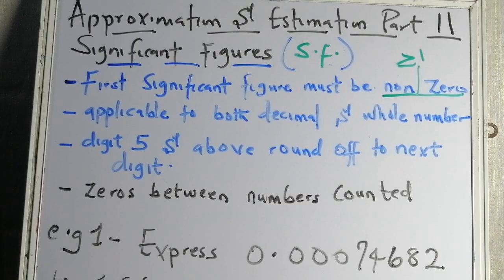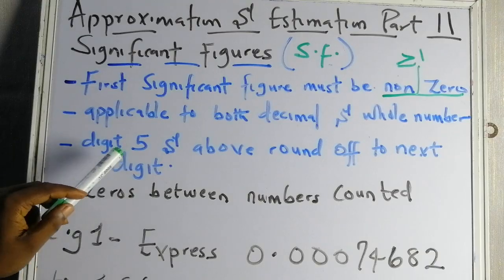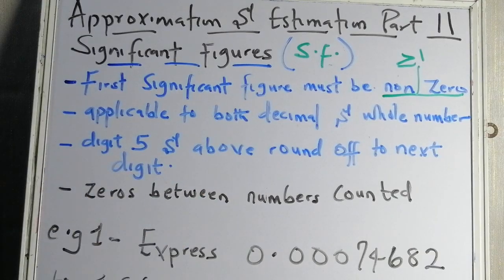Then we also have digits 5 and above round up to the next digit. Of course, we do that in decimal. If you are asked to approximate to 5 decimal places, 2 decimal places, you look at the next digit. If the next digit is equal to or greater than 5, as mentioned here, then you round it up to the next digit. The same thing applies here.